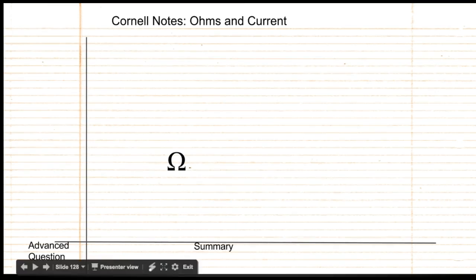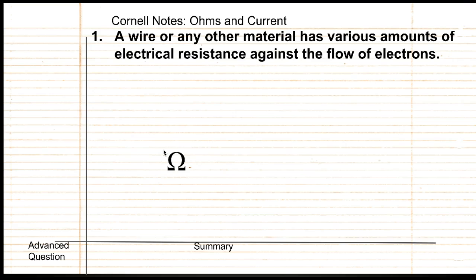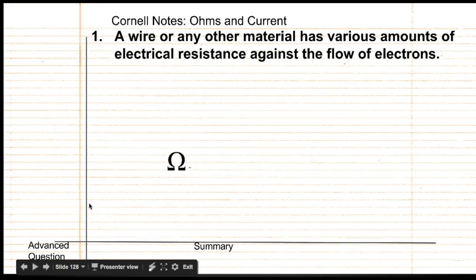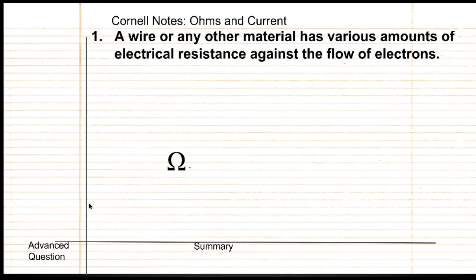Alright, ready? Let's begin. A wire or any other material has various amounts of electrical resistance against the flow of electrons. So things like conductors allow electrons to freely pass through, and things like insulators restrict the flow of electrons a lot more.